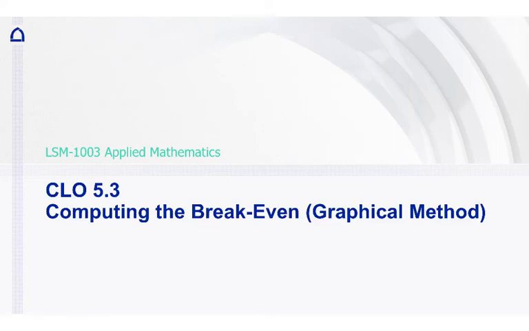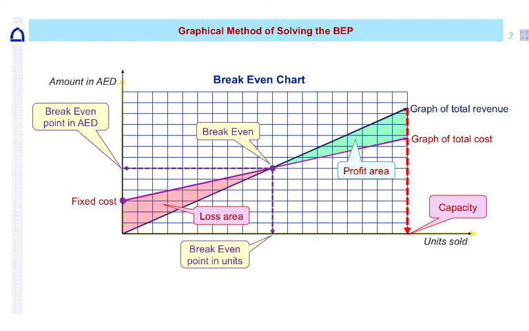CLO5.3, computing the break-even point using the graphical method. As we've discussed in our previous videos, we have these break-even point graphs where we have the revenue graph starting at 0 and going up from left to right. And then we have the cost graph starting at the fixed cost, also going up from left to right. Now, the important point of these graphs is where those two graphs cross. That's where the total revenue equals the total cost, and that's the break-even point.